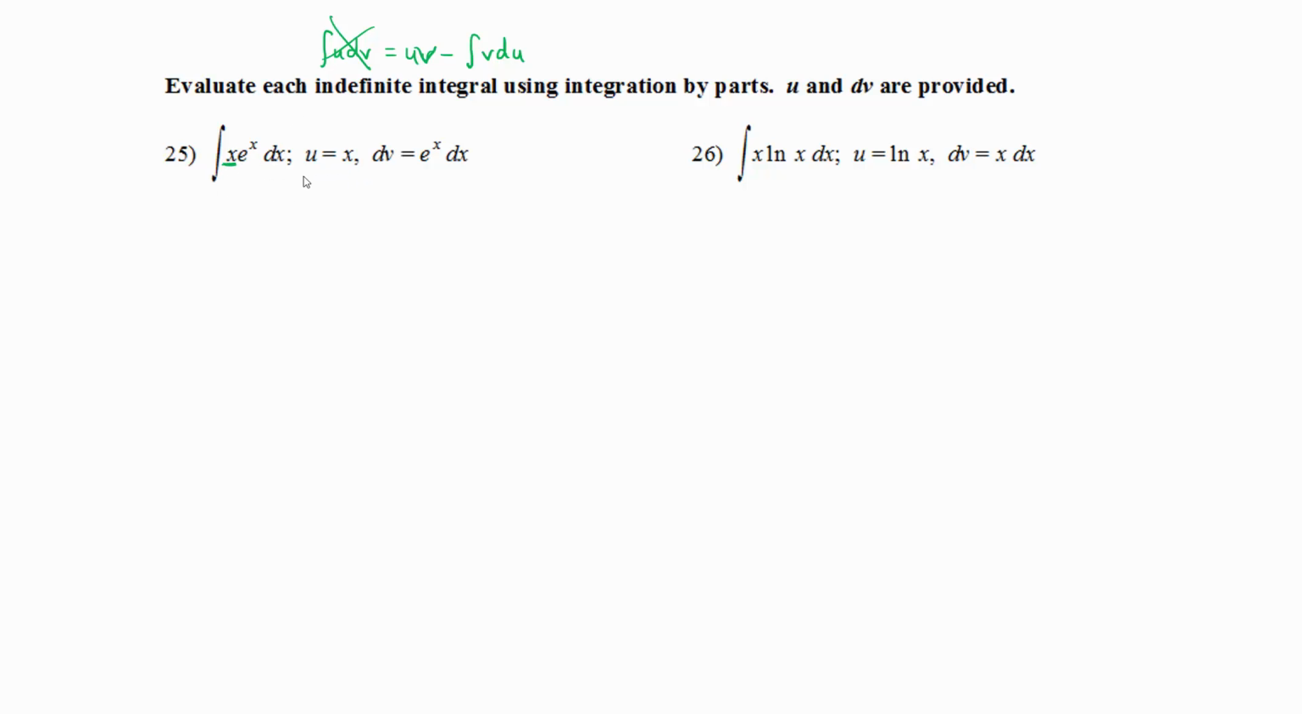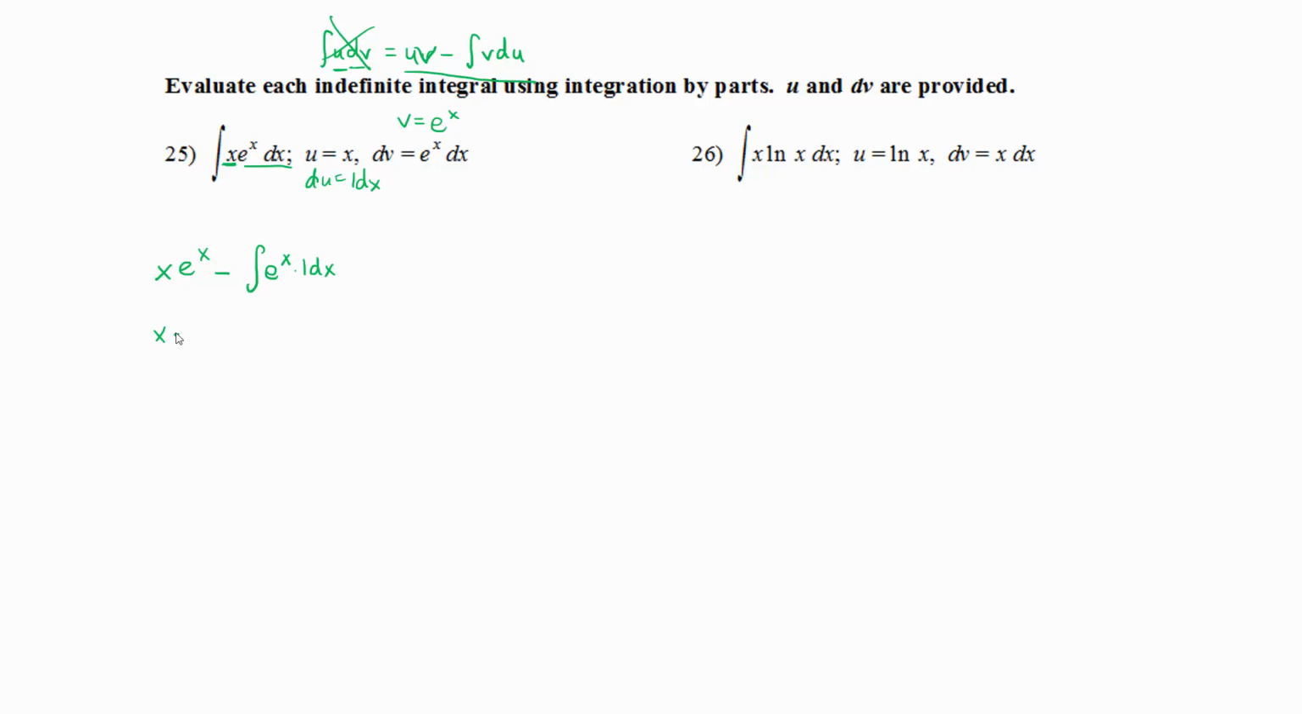Like u is the x part of this, which is right here in our formula. dv is the rest of it, which is here. Now we need to find du, which is the derivative of x, which is just 1 dx. And we need to find the integral of e to the x, which is just e to the x. And then fill in this formula. So u is x, v is e to the x, minus the integral of v, which is e to the x, du, which is 1 dx.